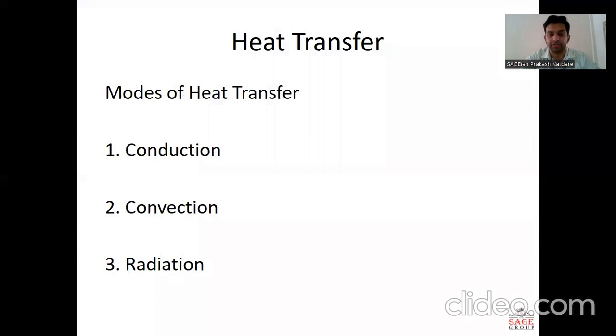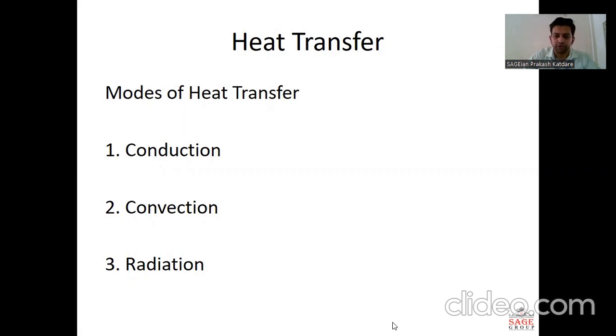We have already discussed that heat transfer means transfer of heat between two bodies or two systems because of temperature difference. And we have also said that without any temperature difference, heat transfer cannot take place. So according to the type of medium, heat transfer can be done by three different modes.